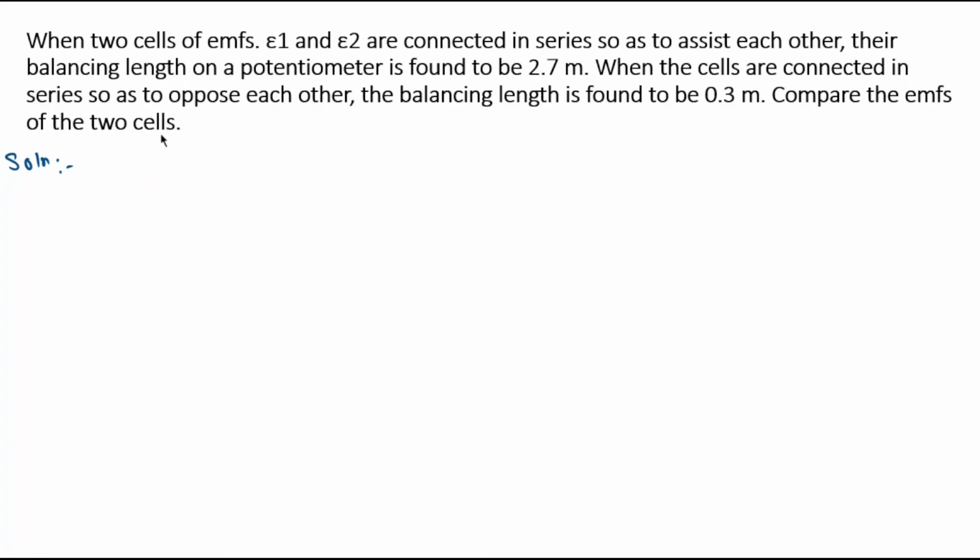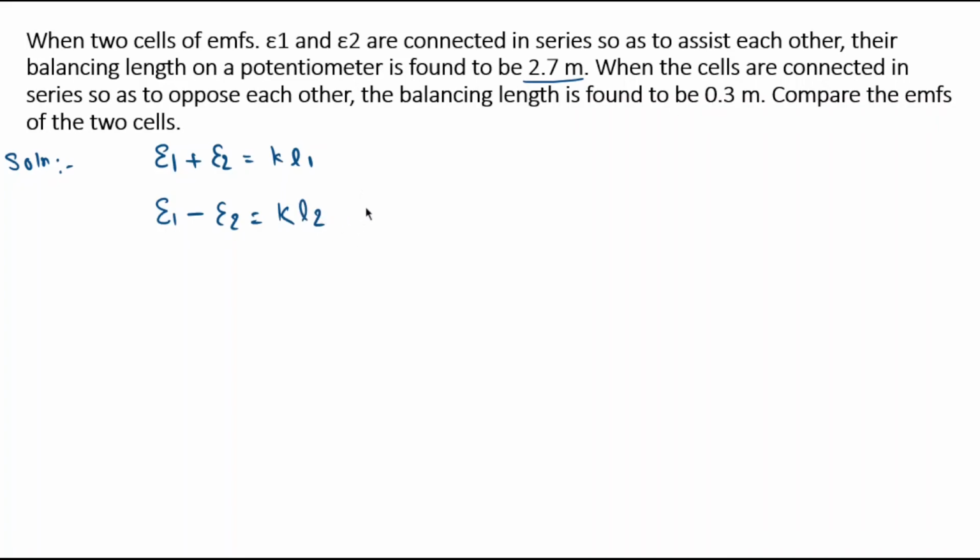We can do this by using the sum and difference method. Now according to the given condition, when the cells are connected in series to assist each other, the balancing length on potentiometer is 2.7 meter, which implies that when they are assisting each other, E1 plus E2 will give you K times L1. Now L1 is 2.7 meter. And when the cells are connected in series so as to oppose each other, E1 minus E2 equals K times the balancing length, which is found to be 0.3 meter. Let's take it as L2.